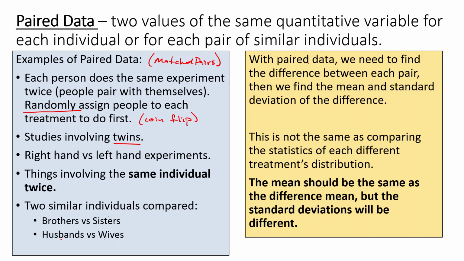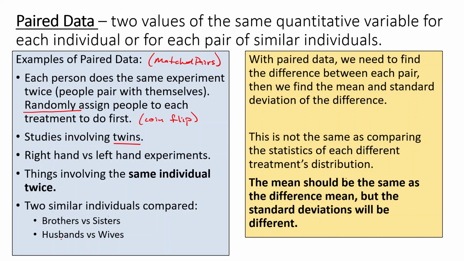So with paired data, we need to find the difference between each pair. All right, so we're not finding the mean of all the brothers and the mean of all the sisters and then comparing. We're finding the difference between the brothers and sisters and then comparing those differences. That's what's different here.